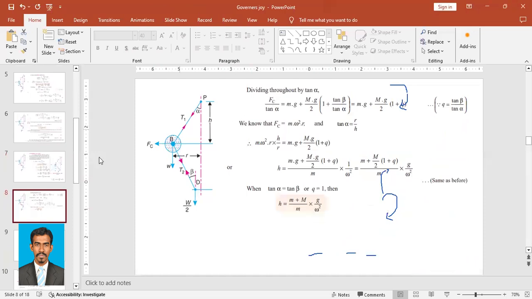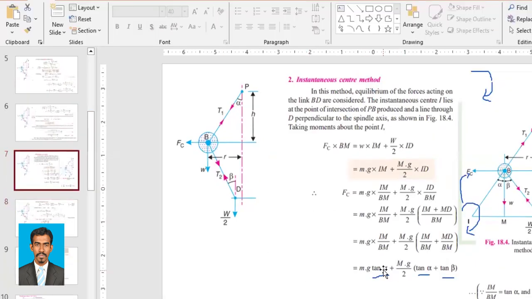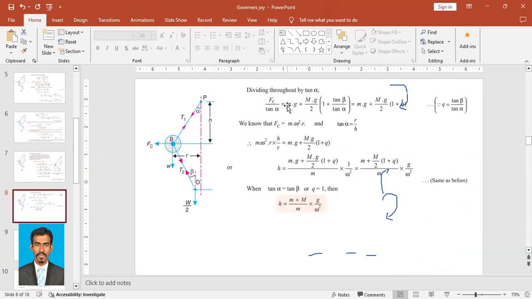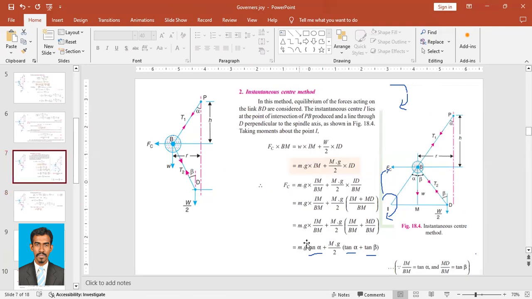Dividing throughout by tan alpha. Now we have tan alpha here and tan alpha plus tan beta here. We are going to divide the complete equation by tan alpha. So if I divide it by tan alpha, Fc upon tan alpha is equal to mg tan alpha divided by tan alpha. So tan alpha and tan alpha will be cancelled out. We will have mg.